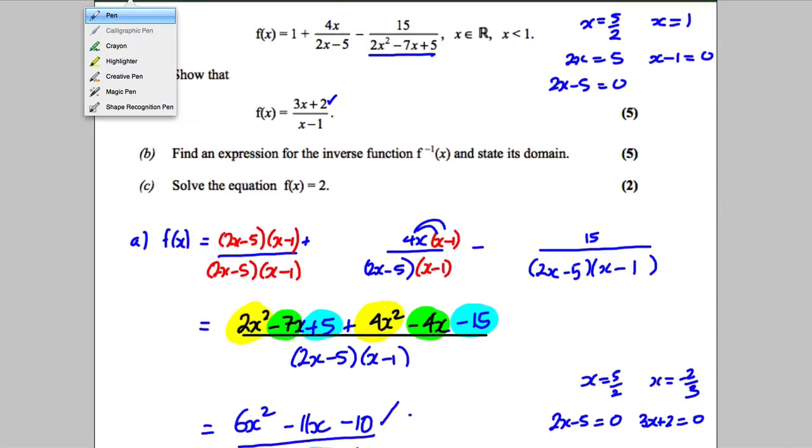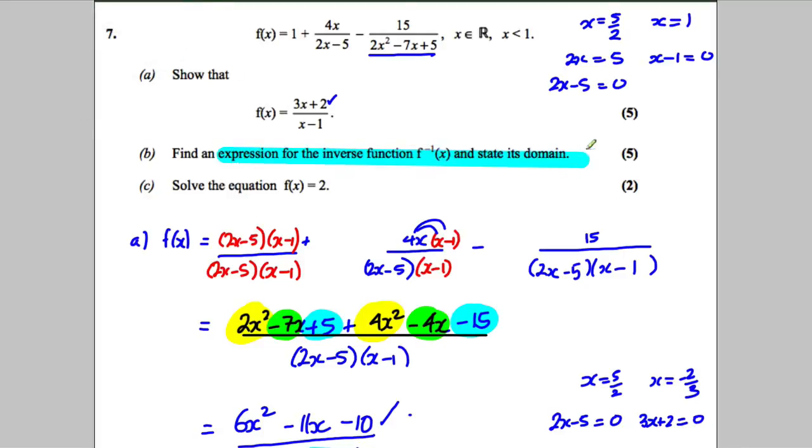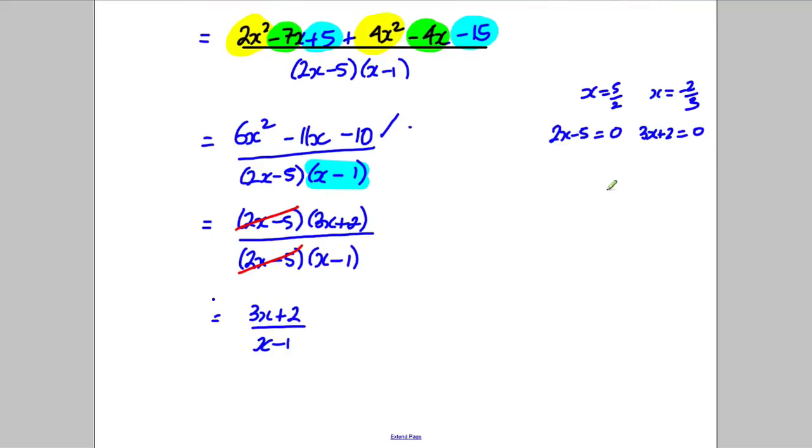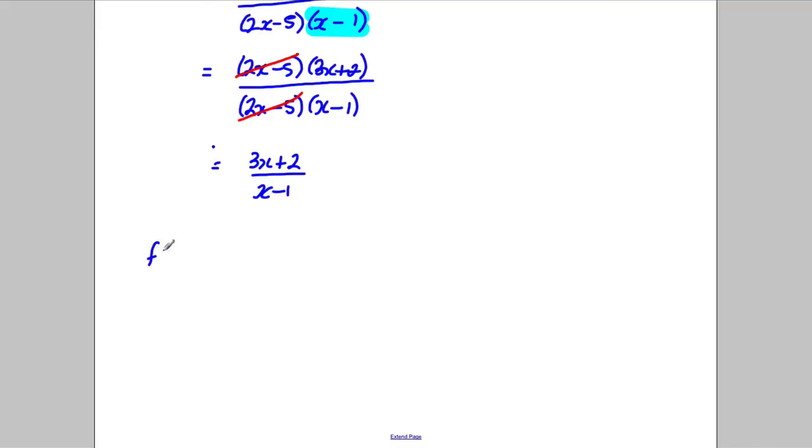We're asked now, in the next part, to find an expression for the inverse function of x and state its domain. So obviously we're not going to deal with that complicated f of x anymore. We're going to deal with the new f of x, the nice version, which is equal to this here.